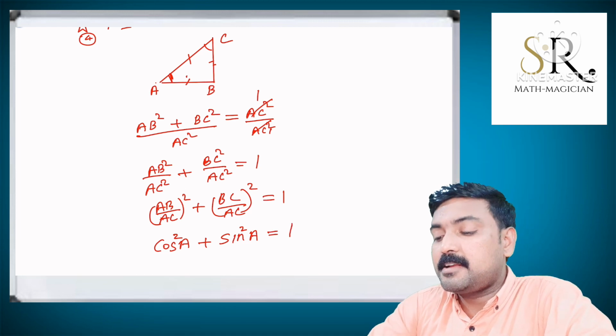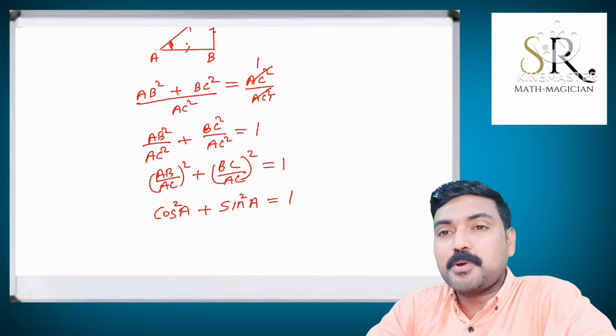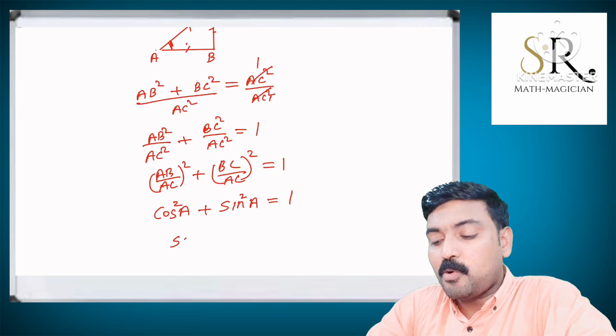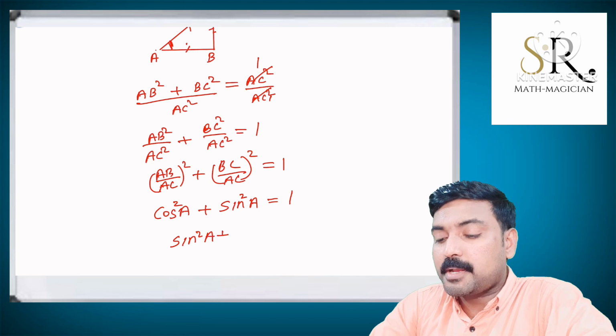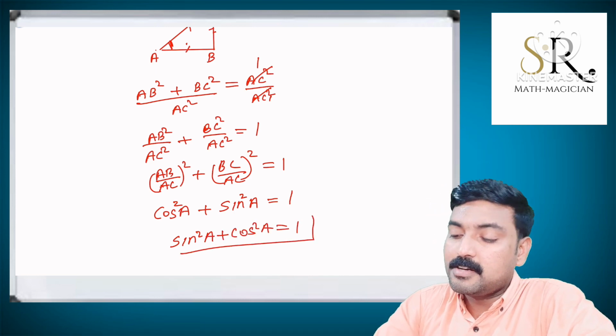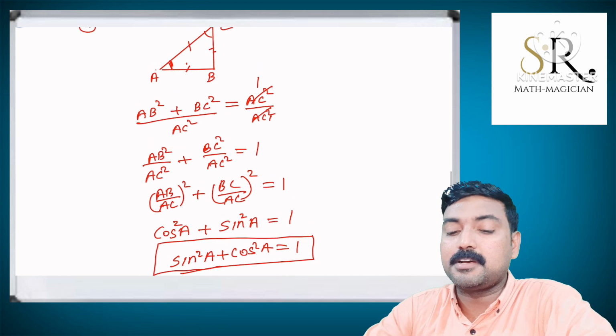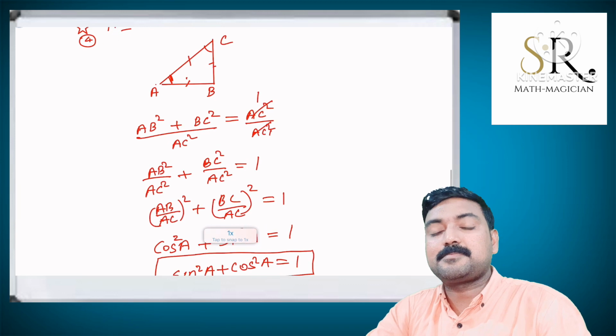What was the right side? Equal to 1. So we got an identity. What is that? Cos square A plus sin square A is equal to 1, or we can write sin square A plus cos square A is equal to 1. This is the important identity which is required for our examination. This is the last point.